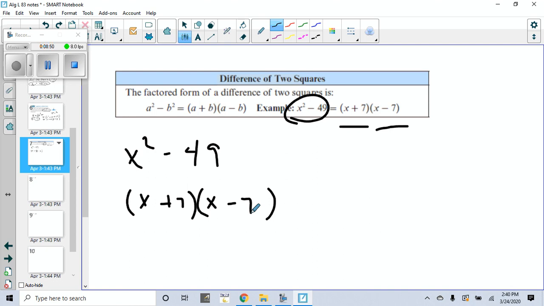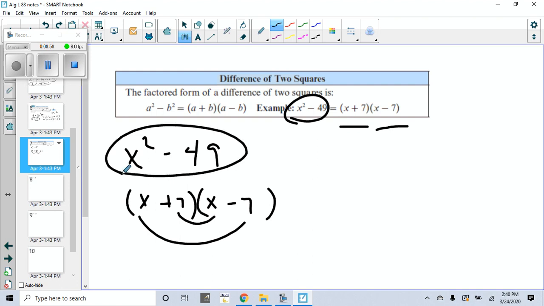And when you FOIL that out, the negative 7x and the positive 7x cancel out. So you're left with just x squared minus 49. So this is actually called a difference of two squares, because this is a square, that's a square, and that's a difference.